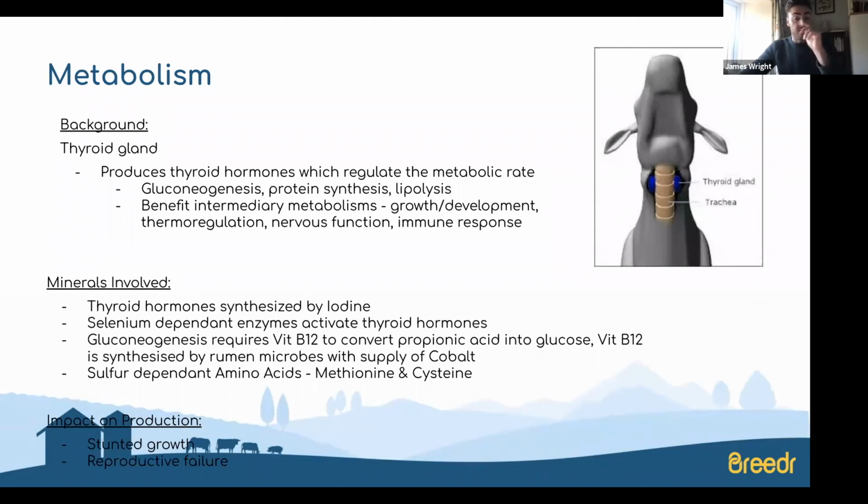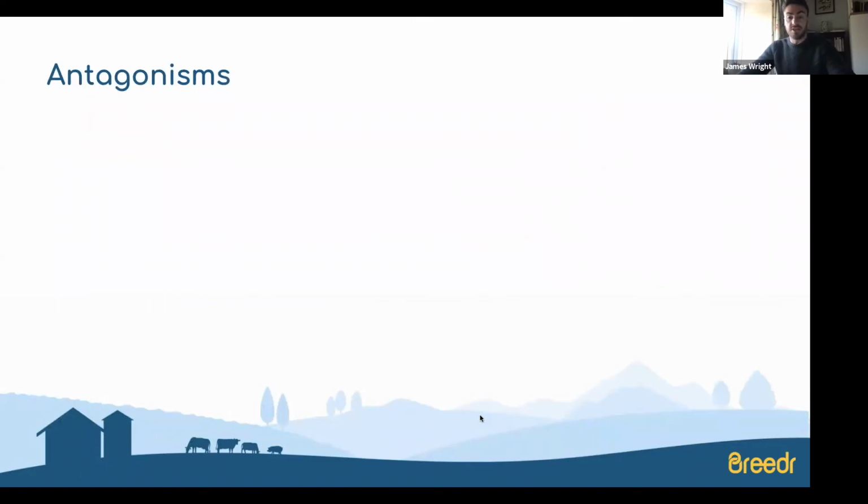Iodine also has a very big impact on reproductive failure. So you can end up with abortions or dystocia, abnormalities, calf deformities if iodine has been restricted during the pregnancy phase. It'll also impact on fertility. So that's kind of covering all of the in-depth sciencey bits and pieces.